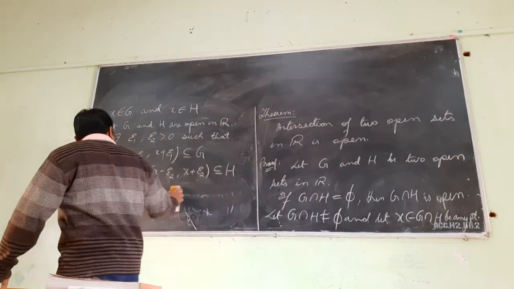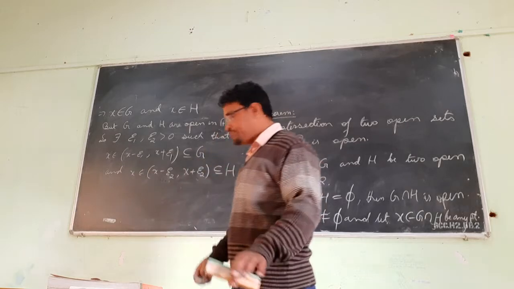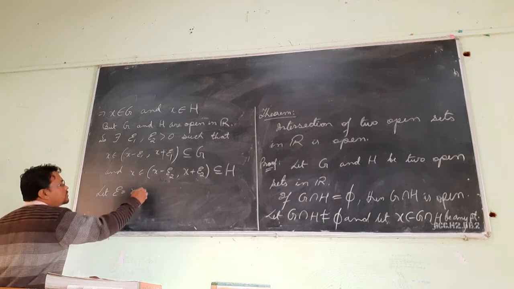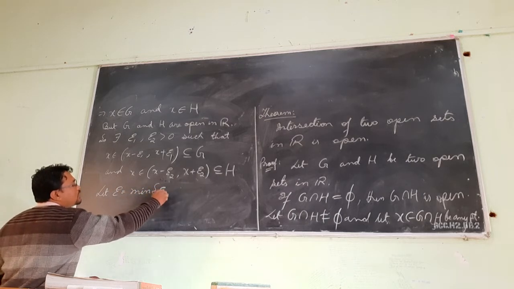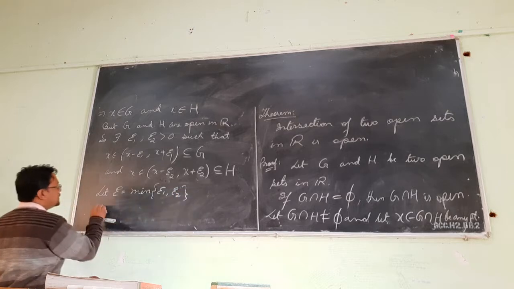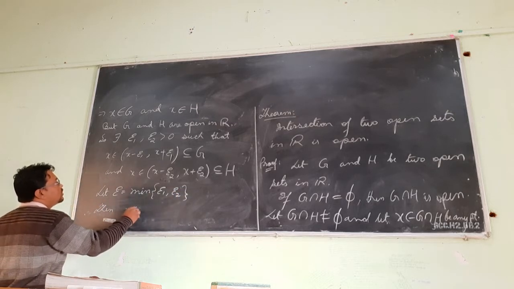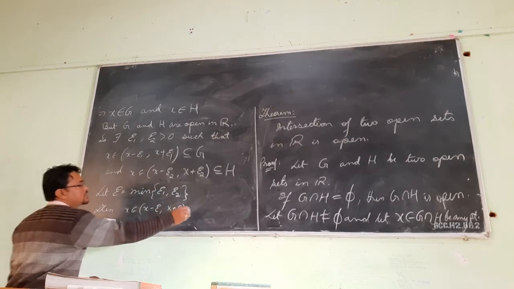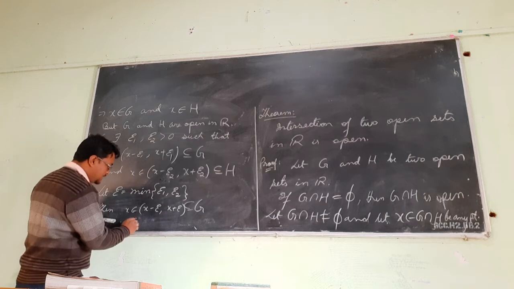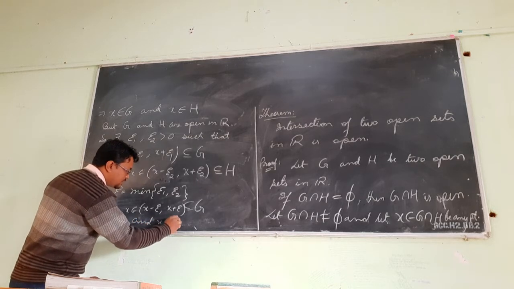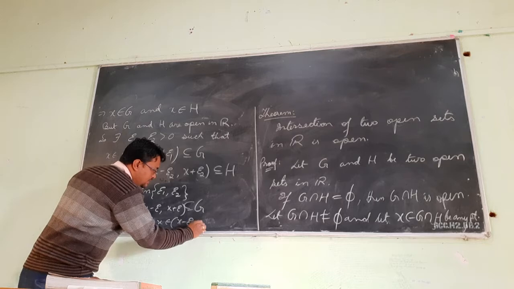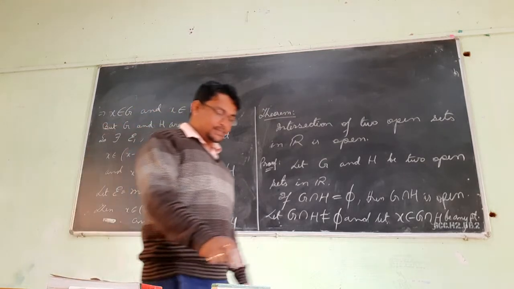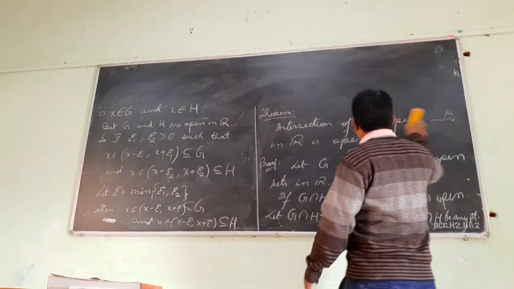So I will take the minimum of epsilon 1 and epsilon 2. So let epsilon equal the minimum of epsilon 1, epsilon 2. Then X belongs to (X minus epsilon, X plus epsilon), which is a subset of G, and X belongs to (X minus epsilon, X plus epsilon), which is a subset of H also. It is a subset of both the sets, so it will be a subset of their intersection.